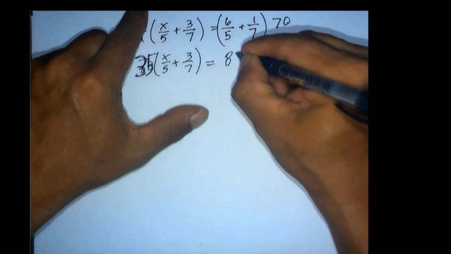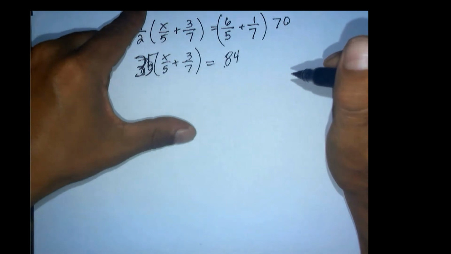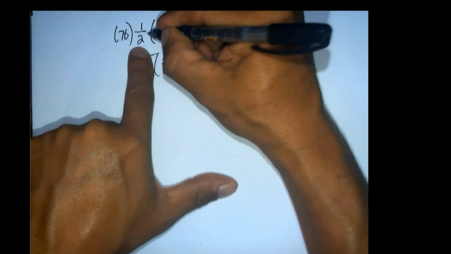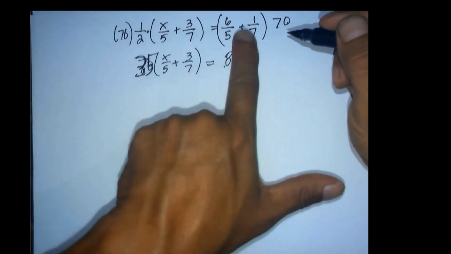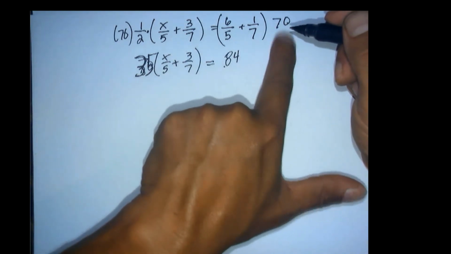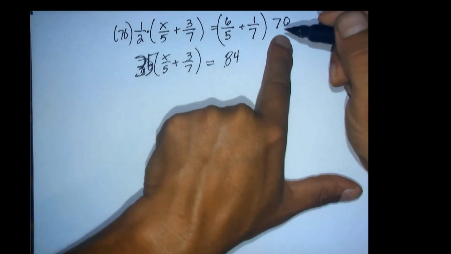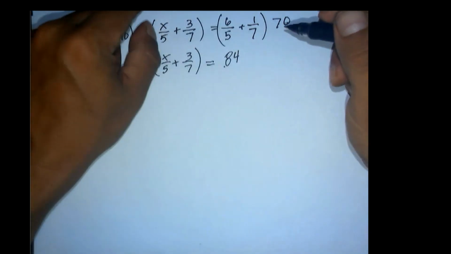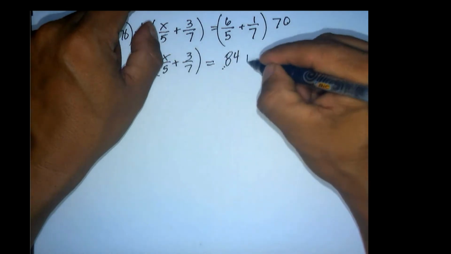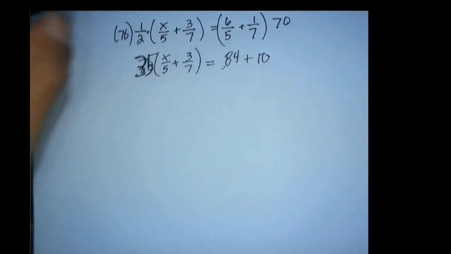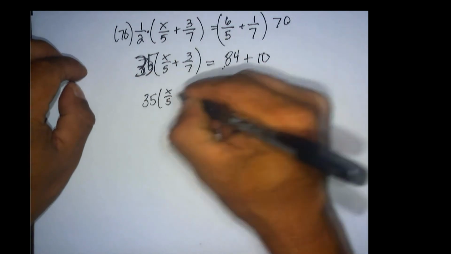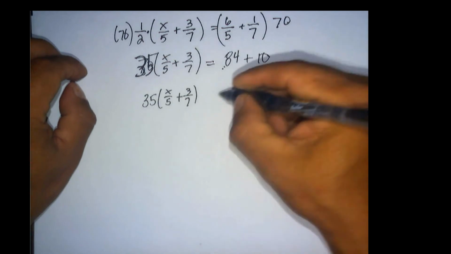If there are no parentheses on whichever side, and there's no number outside them either, I put the 70 there. I don't have any examples like that other than this doozy of a one I made up. Plus 10. So then we'll have 35 times x over 5 plus 3 over 7 is equal to 94.